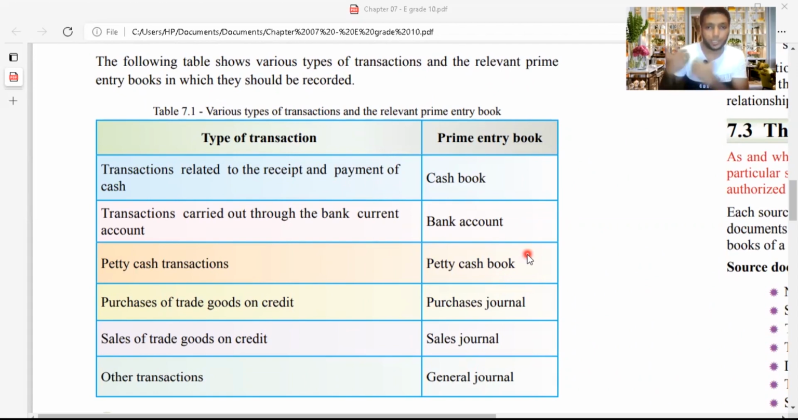Maybe when a person comes into the business, he might need to have a cup of coffee. This type of small expense, you should record it under the petty cash book. Then the fourth one is the purchase journal: purchases of trade goods on credit.